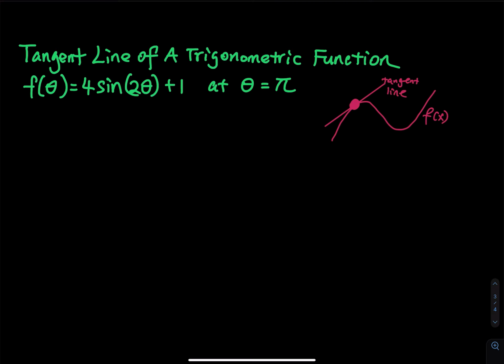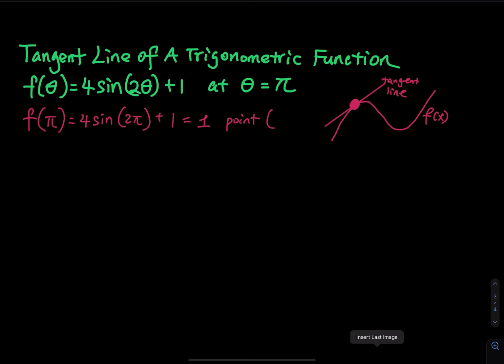So at that point, can you tell me the exact location of this point? To find the exact location, which is the x and y coordinate, you have to plug in the given value first. So f of pi, what do we have? We have 4 times sine of 2 pi, and then plus 1. Sine of 2 pi is equal to 0, right? So we have 0 plus 1, that is equal to 1. So the location is when theta is equal to pi, y is equal to 1. We know the location. Next, find the slope at this location.